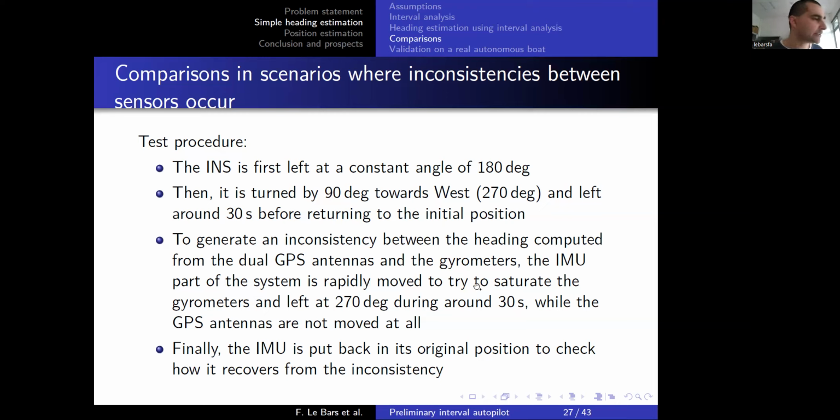And the other thing that I forgot to mention is that while we generate an inconsistency between the angle of the magnetometers and the GPS antennas, we also try to move the magnetometers rapidly so that they saturate. So there are two types of problems that we introduce in this experiment.